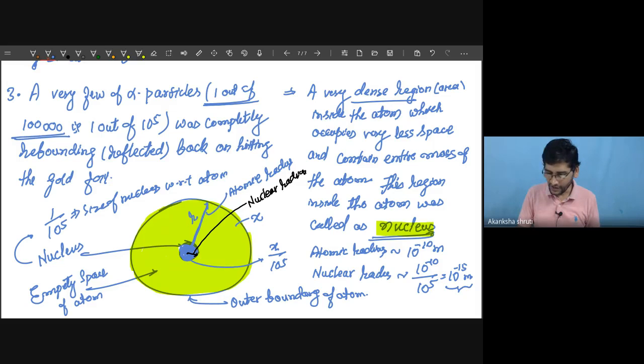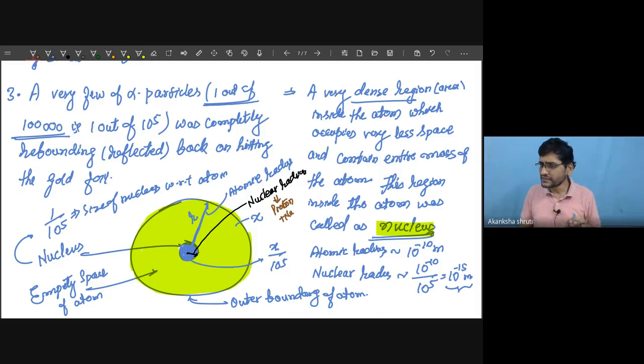So this way the nucleus is a very small region inside the atom, and Rutherford proposed the existence, or the Rutherford model gives the discovery of the nucleus. He also proposed this nucleus contains both proton and neutron.